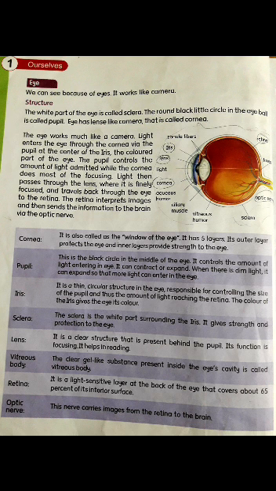Iris is a thin circular structure that is responsible for controlling the size of pupil. It is responsible for the contraction and expansion of pupil. The color of the iris gives the color to the eye. Sclera. The sclera is a white part that's surrounding the iris. The white portion of your eye is sclera. It gives strength and protection to the eye.